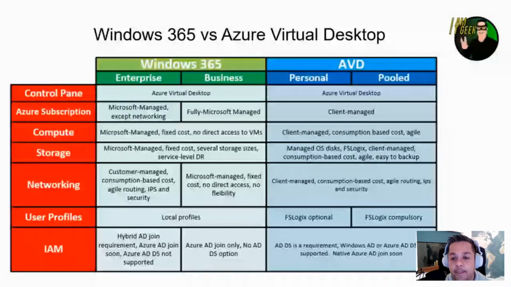So with AVD, across both the pooled and personal, Active Directory domain service is a requirement. Windows AD, so your standard domain controller on a Windows VM, or Azure AD Domain Services is supported as well. Now it says on this that this slide's a bit old. I do apologize. Native Azure AD join, soon. That's now GA as of, I want to say, a few weeks ago. Very recent. Works very well as well.